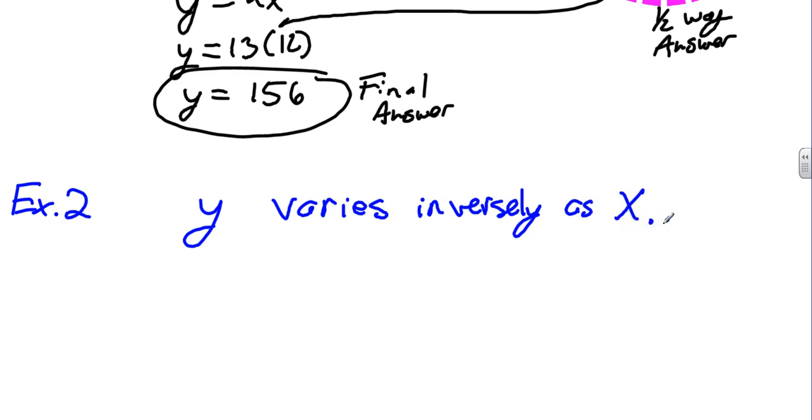Okay, so for example 2, we're going to do y varies inversely as x. And we'll do y equals 12 when x equals 5. So let's find y when x is 2.